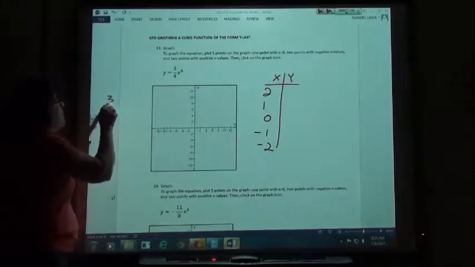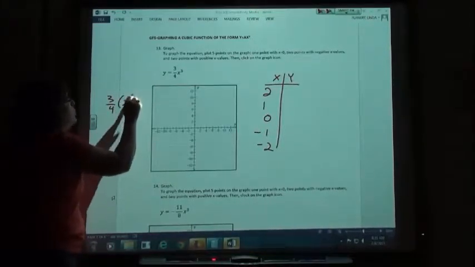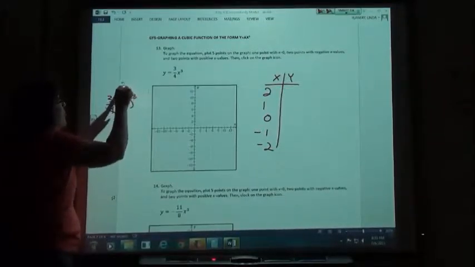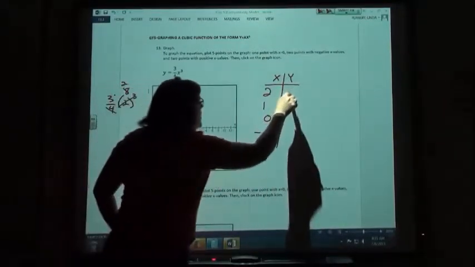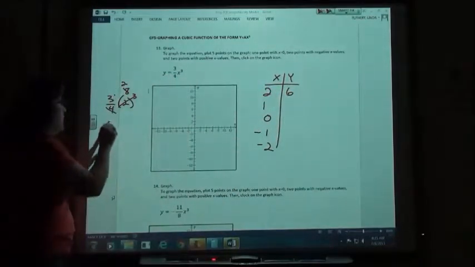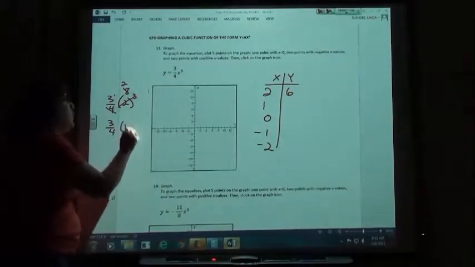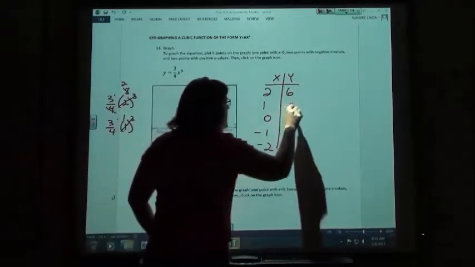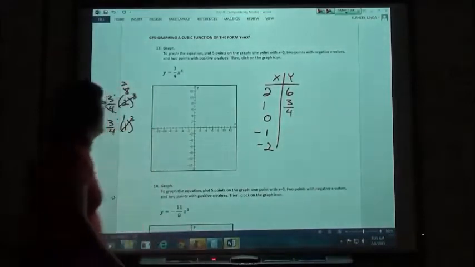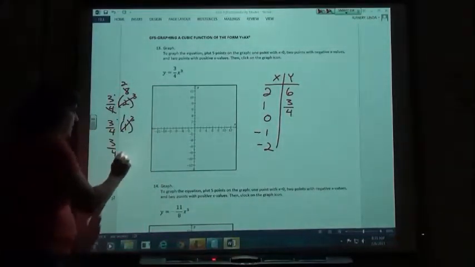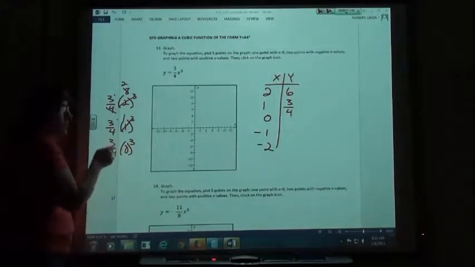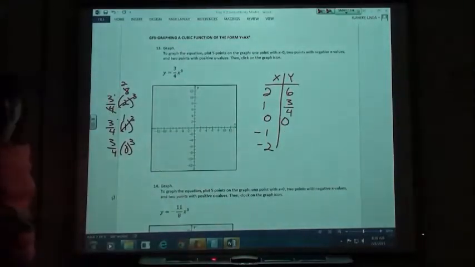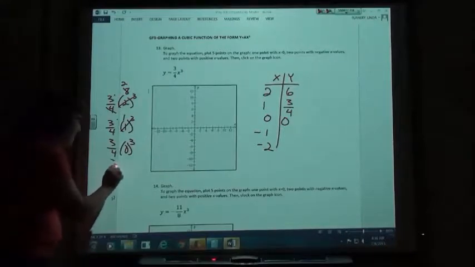So we're going to take 3/4 times 2 cubed. So 2 cubed is 8. 4 goes into 8 twice. 3 times 2 is 6. 3/4 times 1 cubed. Well, 1 cubed is 1, and 1 times 3/4 is 3/4. 3/4 times 0 cubed. Well, 0 times anything is going to be 0. We pretty much already said the center is going to be at 0, 0.